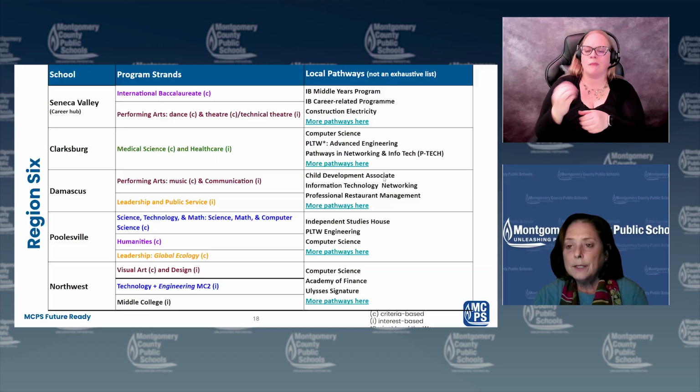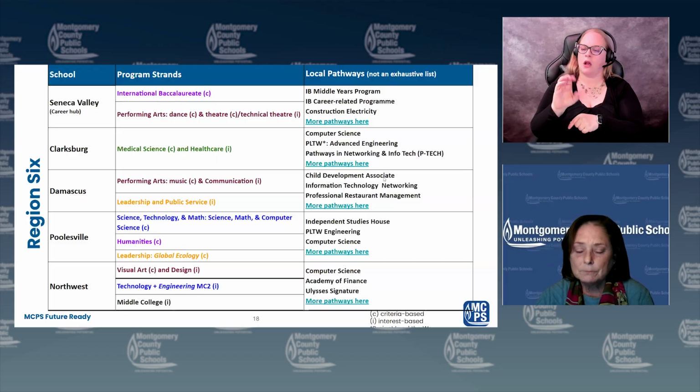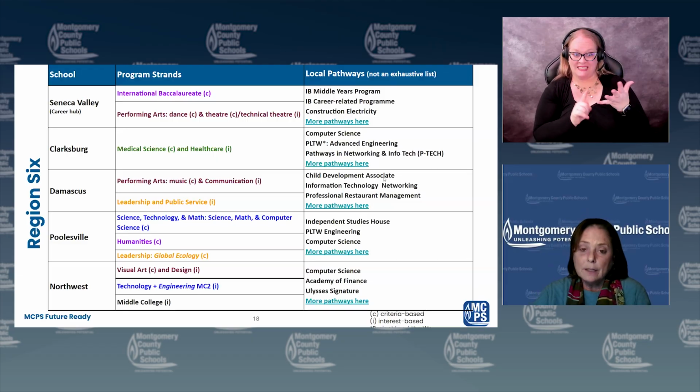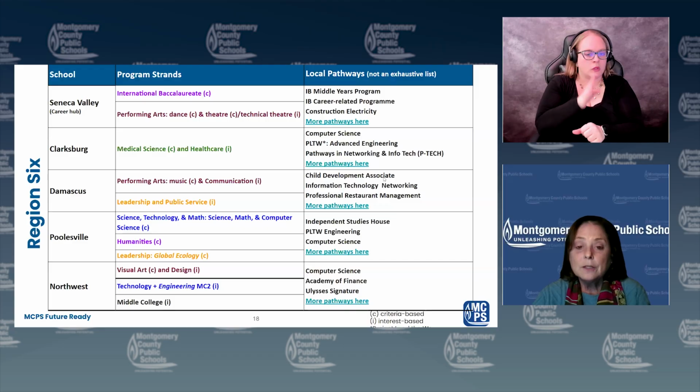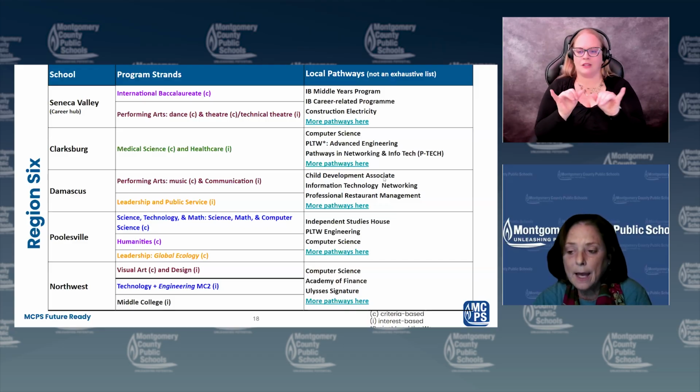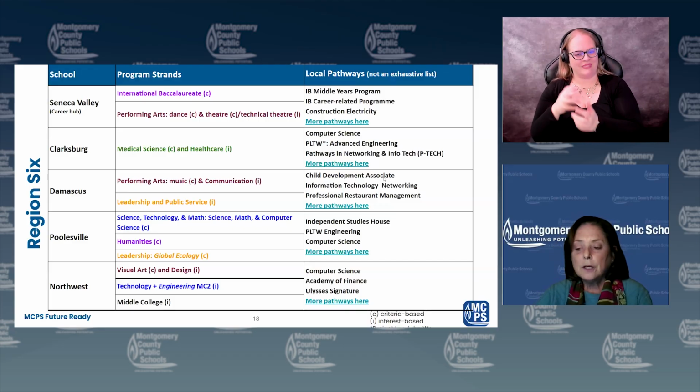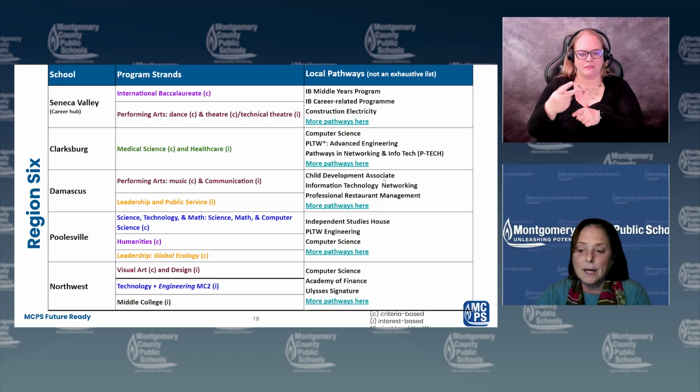And finally, to round out Region 6 is Northwest High School. They will be the host site of the MC² program. They already offer it. They'll add technology and engineering, as the engineering is part of the MC² pathway that they have. In addition, they'll capitalize on the visual arts as well as design.